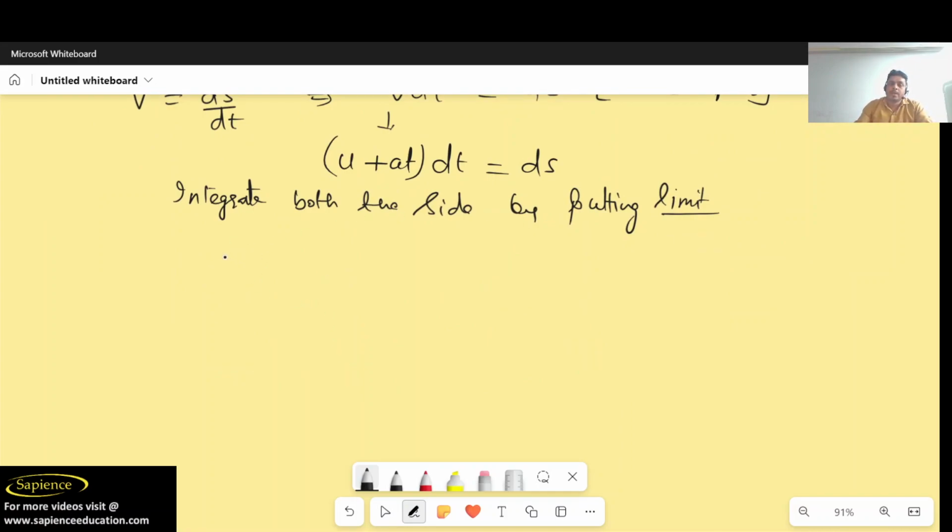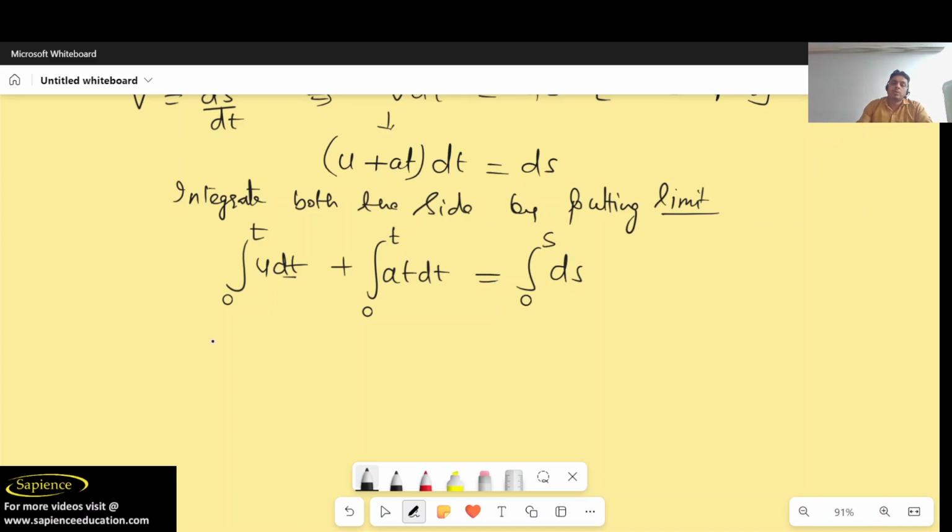So integrating both sides, what you will get is integration of u dt plus integration of at dt equal to integration of ds. Now u dt, since it is a derivative of t, its time runs from 0 to t. Again here also time runs from 0 to t, and distance from 0 to s.